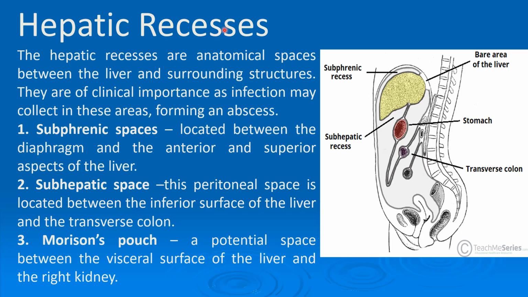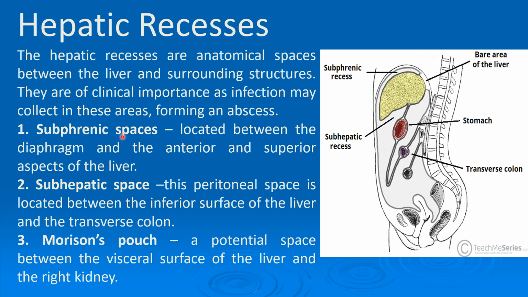Coming to the next anatomical feature, the hepatic recesses. Recesses are otherwise spaces. These are the anatomical spaces between the liver and the surrounding structures. They are clinically important because infection may collect in this area, forming an abscess, that is a localized collection of pus. We will see this in the clinical application in this video. There are three anatomically important spaces or recesses: the subphrenic space, the subhepatic space, and Morrison's pouch.